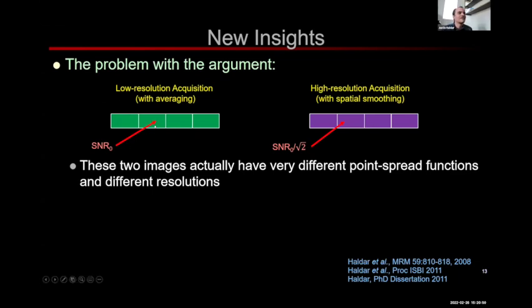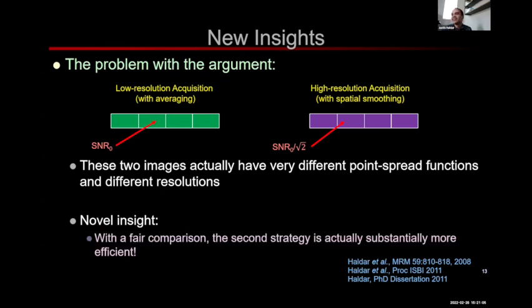So this image on the left definitely has higher SNR. This image on the right definitely has higher resolution. And so we can't really compare them in the way that we just compared them. If you actually do a fair comparison, and there's a lot of detail here that I don't have time to get into, this second strategy is substantially more efficient, meaning that if you have a fixed signal to noise ratio, you can get better resolution with the strategy on the right. If you have a fixed spatial resolution, you can get better signal to noise ratio with the strategy on the right.